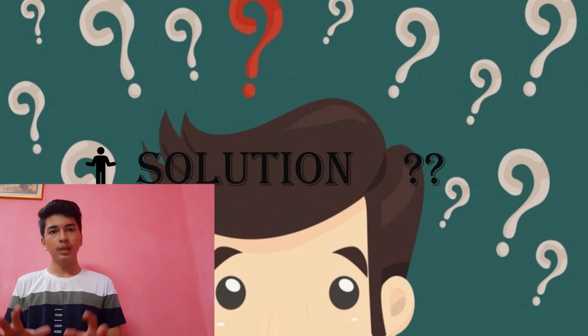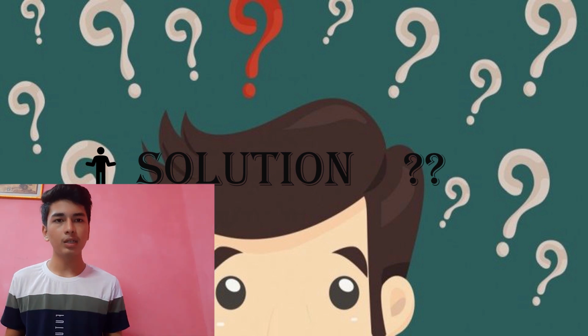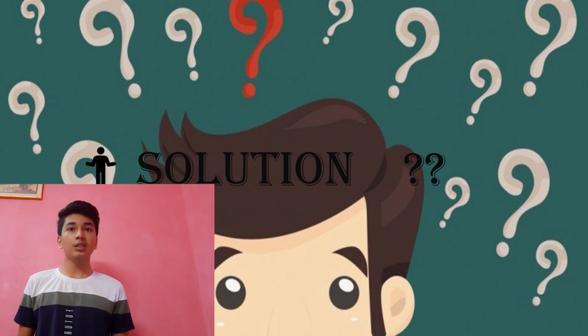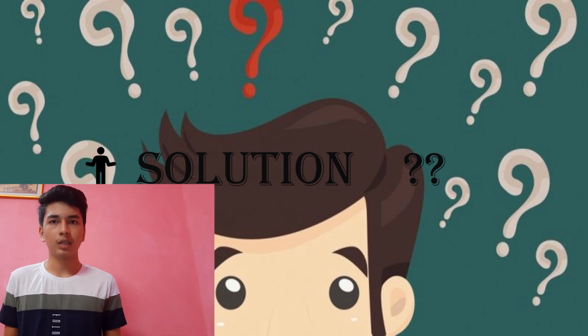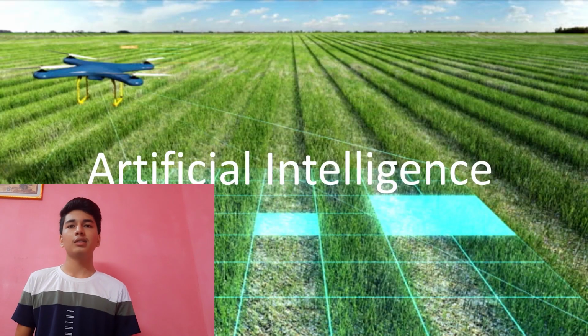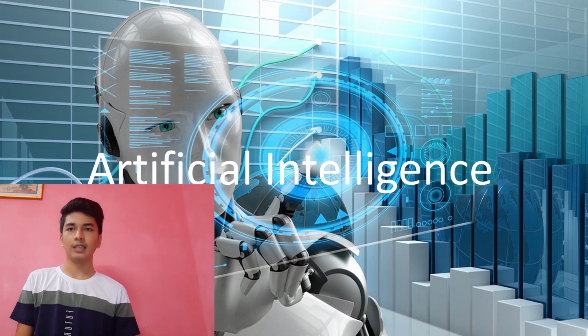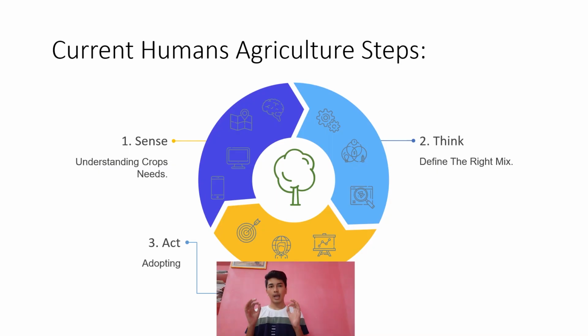Is there a way to minimize the damage or completely destroy the diseases which affect the plant in less time and much more efficiently? Yes, and the answer is Artificial Intelligence. The sensing includes analyzing the soil on the basis of its content, thinking on what crops we should grow on the soil, and acting to grow the crops.